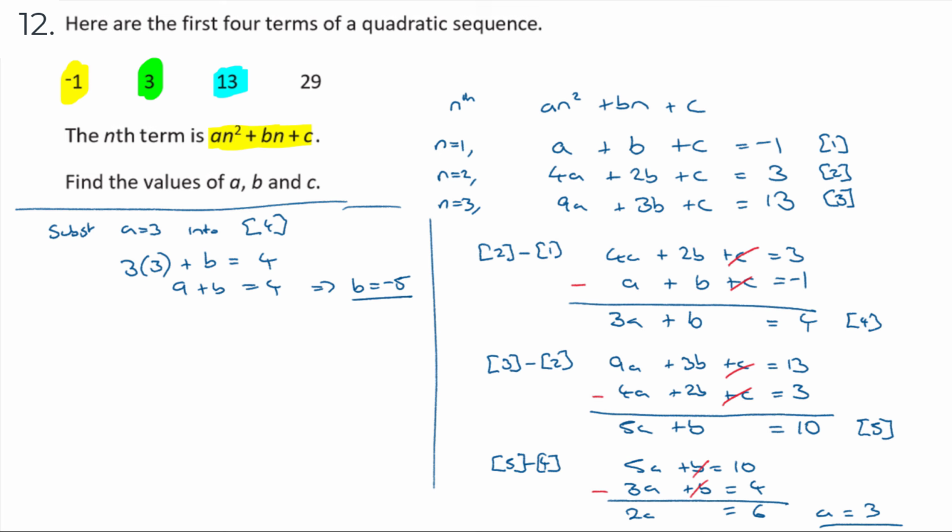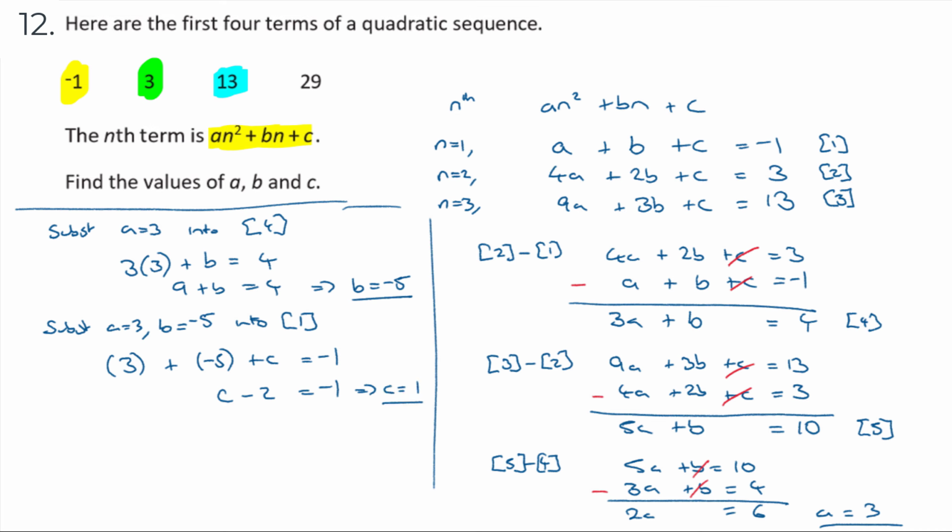b is minus 5. And now that I know a and b, I can substitute back into one of my original equations, 1, 2, or 3, to find my final value c. Okay, so I'm going to sub into equation 1. So substitute a is 3 and b is minus 5 into equation 1. And that should tell me what c is. What have I got? a plus b plus c is minus 1. Well, a I said was 3, plus b, which we worked out was minus 5, plus c, which we don't know yet, is equal to minus 1. So 3 minus 5 is minus 2. So c minus 2 is equal to minus 1. Adding 2 to both sides, that tells me that c is equal to 1. Okay, so now I know my value of a. It was 3.